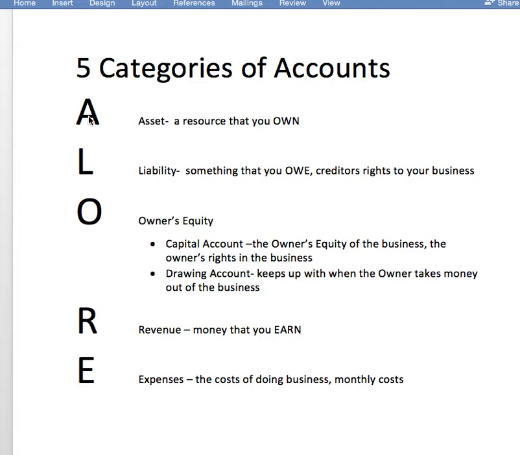Now, A stands for asset, and assets are resources that you own. L stands for liabilities. Liability is something that you owe. It's the creditor's right to your business.